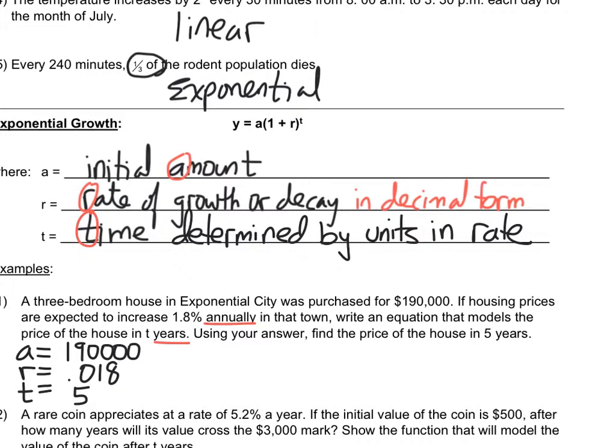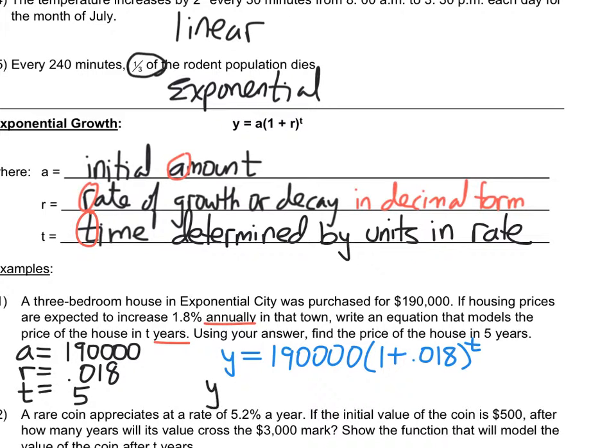All right, so y would be equal to 190,000. One more zero. Times 1 plus 0.018 to the t power, all right? That's to address the first part of the problem. Not always a necessary step. We're only doing it here because they asked us to. They said in t years. Write an equation that models the price of the house in t years.